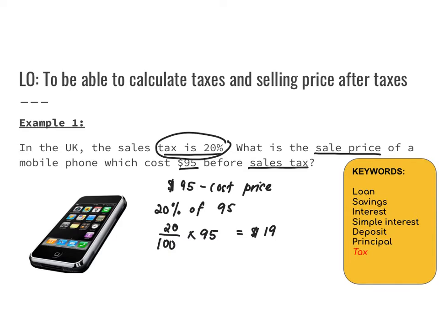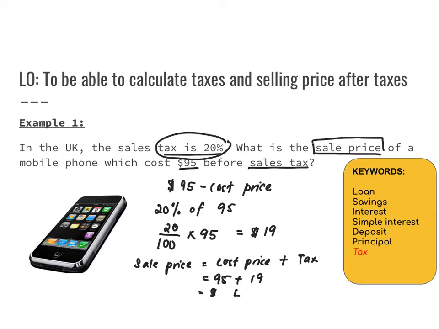Now, next they are asking you what is the sale price. So your sale price would be your cost price, your original price, plus the tax that you need to pay. So your cost price is 95 plus the tax is 19. So altogether, you would have to pay $114.